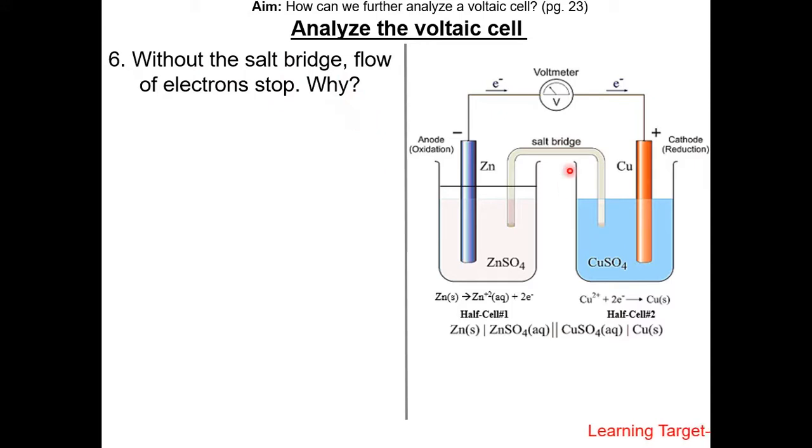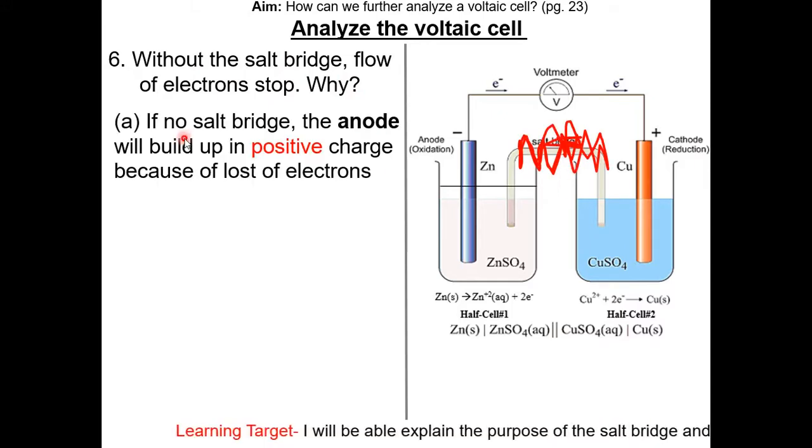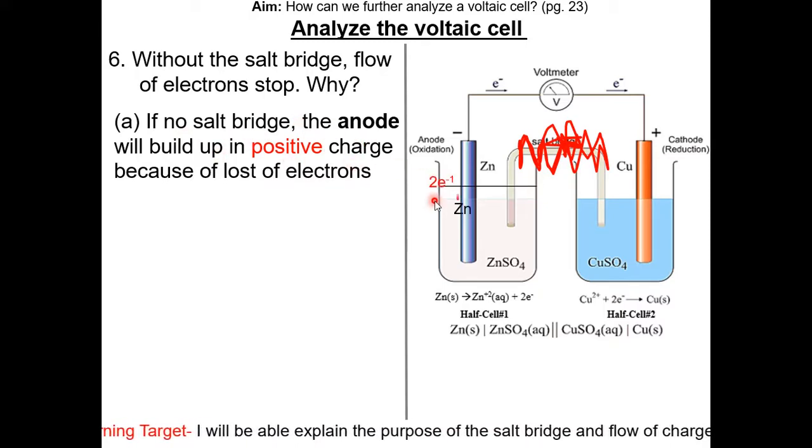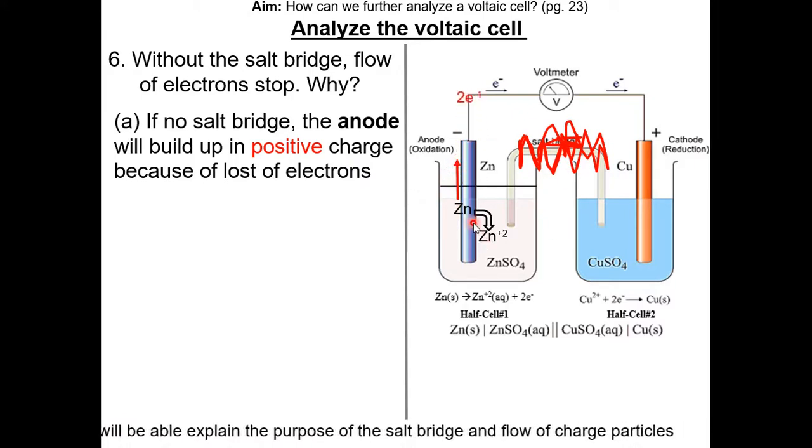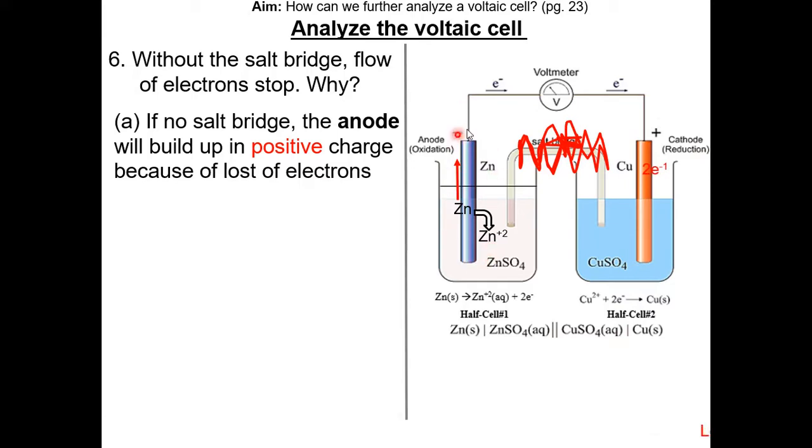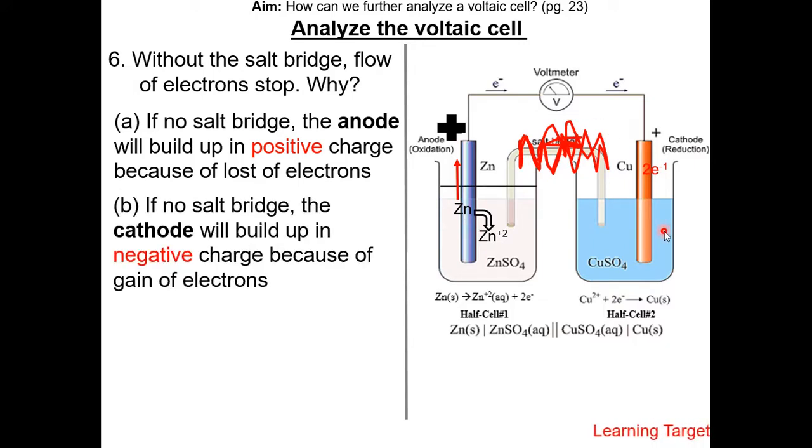Why is that? Let's get rid of the salt bridge in the diagram. Without the salt bridge, the anode will build up in positive charge over time because of the loss of electrons. In the diagram, zinc is being oxidized. It loses 2 electrons, so over time, the anode will become positive because you're losing electrons. The cathode, on the other hand, will become more negative because it's gaining electrons. So over time, the electrons will travel back to the anode because the anode is becoming more positive and the cathode is becoming more negative. Opposite charges attract, same charges repel.